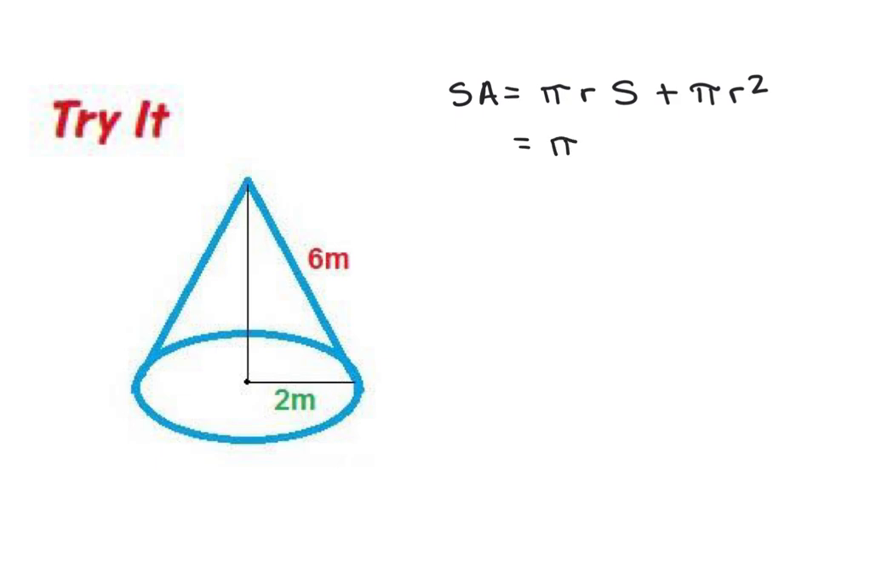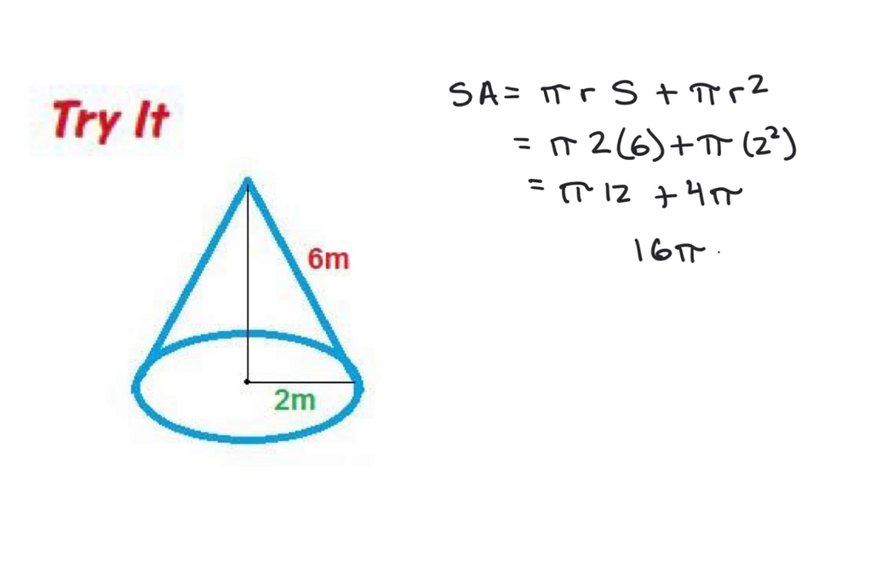So we got pi times radius of 2 times the height of 6 plus pi times a radius of 2 squared. So that's pi times 12 plus 4 pi, which is 16 pi meters squared. 16 times 3.14 is 50.24 meters squared.